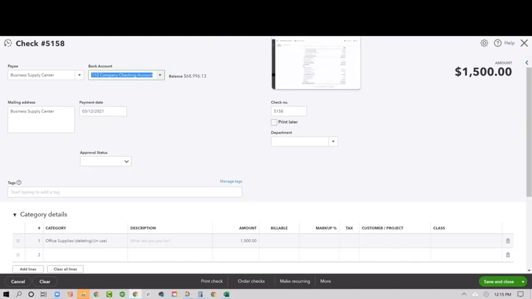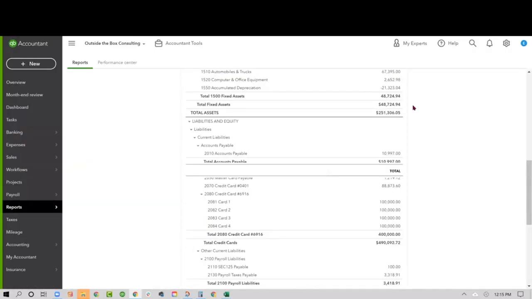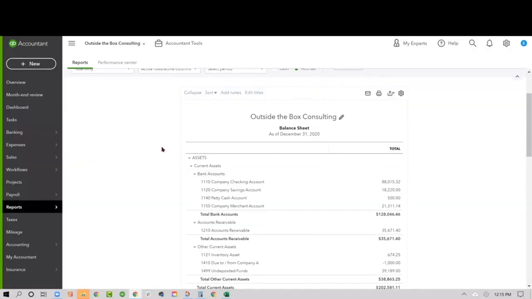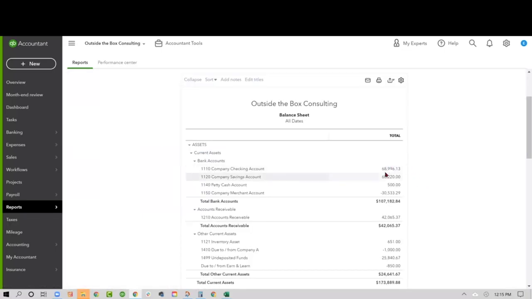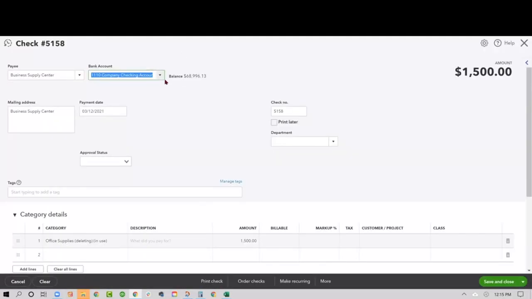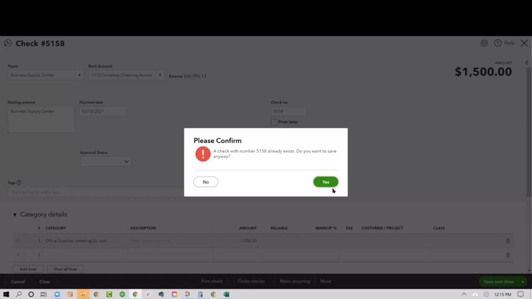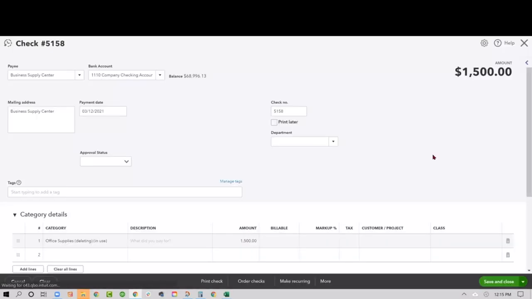If I go to the balance sheet, I should have that same, oh, this is as of last year. Let's go through today. I'll just do all dates. Okay, so this is $68,996 on the balance sheet. On my check, I'm getting the same number, and I'm about to take $1,500 out of there, and I'm moving it to this category, office supplies. So I'm going to hit save and close. Says I'm duplicating a check number. I'm not going to worry about that.